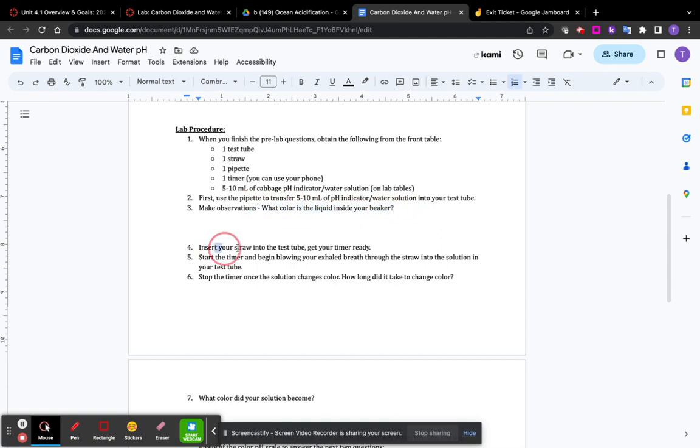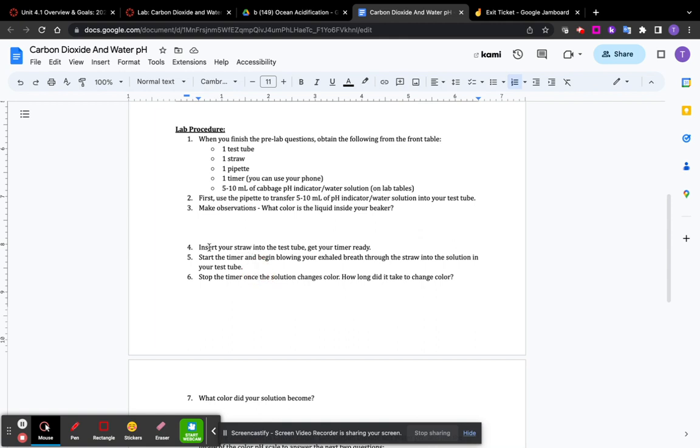What color is it? Then you're going to put your straw in your test tube and blow air into it. Try not to blow so hard that it sprays the water and pH indicator everywhere, because I don't have that much. I had to only make so much. But while you do that, time how long it takes.